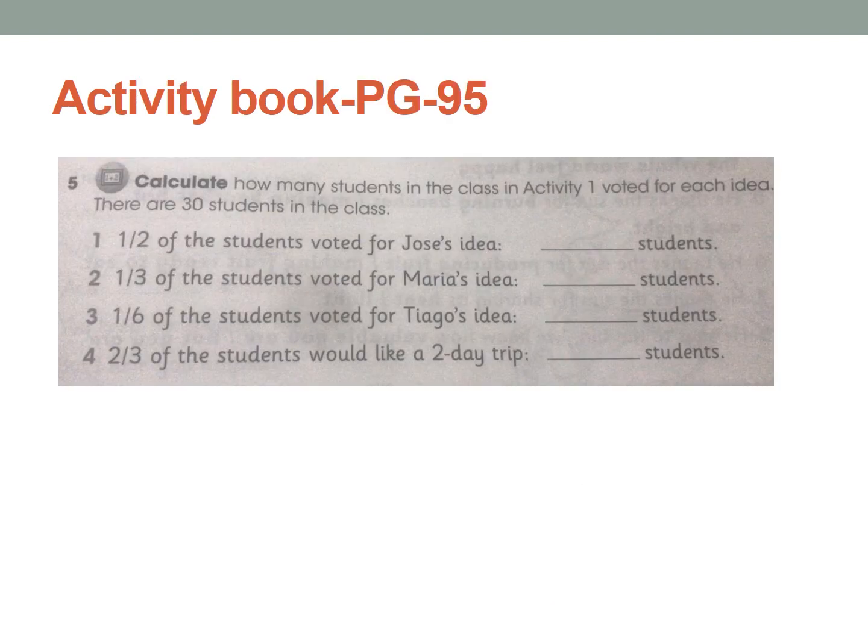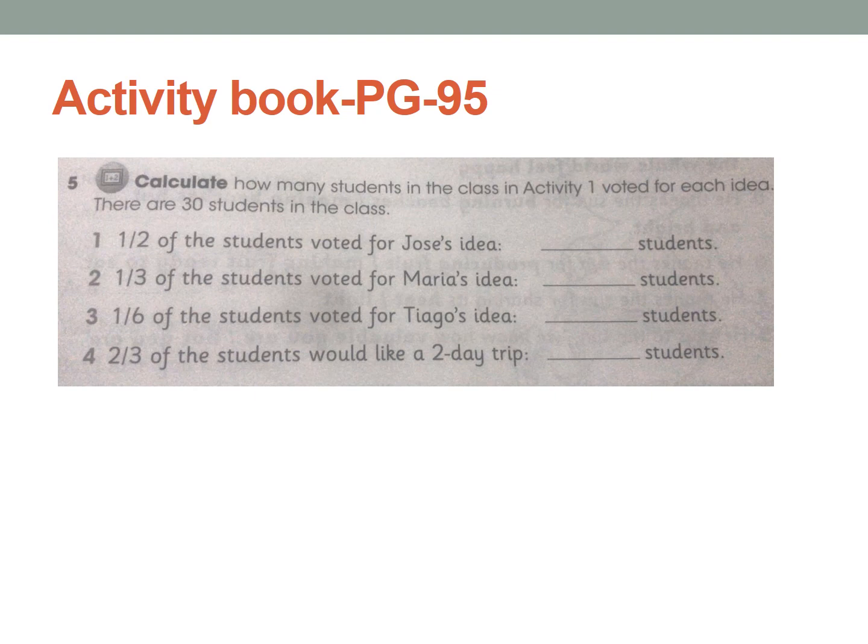Now get your activity book, page number 95. Activity 5. Calculate how many students in the class in activity 1 voted for each idea. There are 30 students in the class, so in this you need to do a math problem. Half of the students voted for Joe's idea. So in 30 students, half voted for Joe's. So how many students are left?